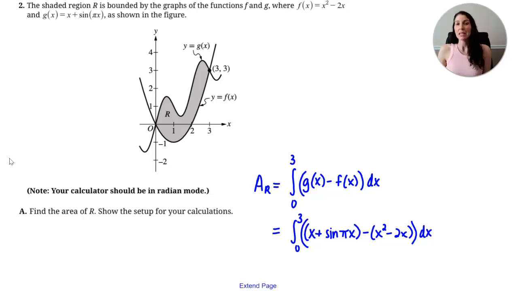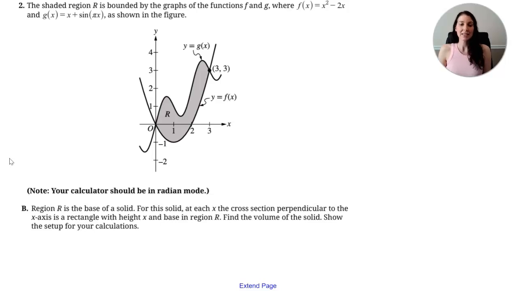So this is what I typed into my calculator, this integral right here, and I got the answer of 5.136 or 5.137. Either answer would be accepted. You can either round or truncate. You just need to make sure to include at least 3 decimal places.